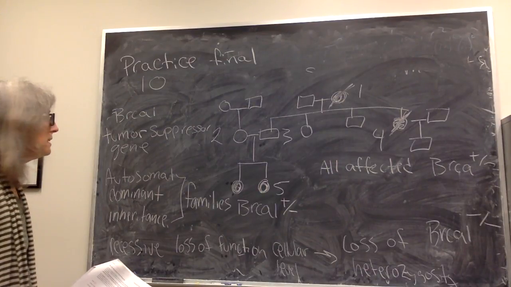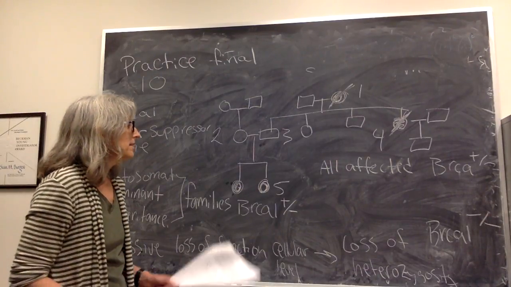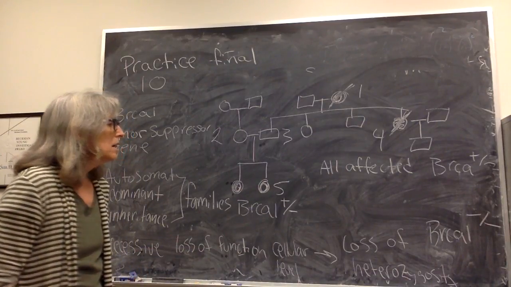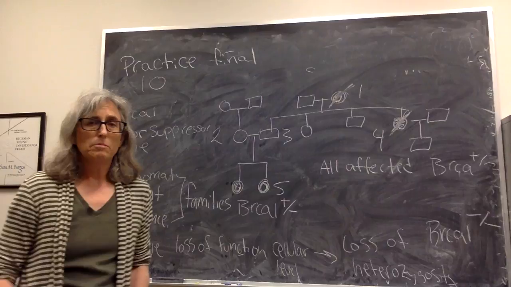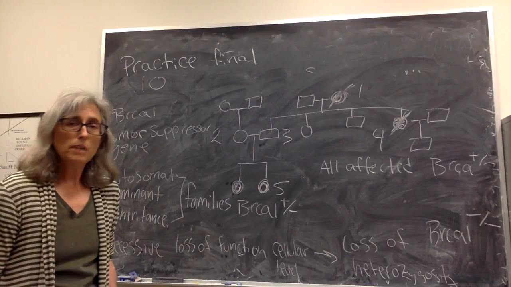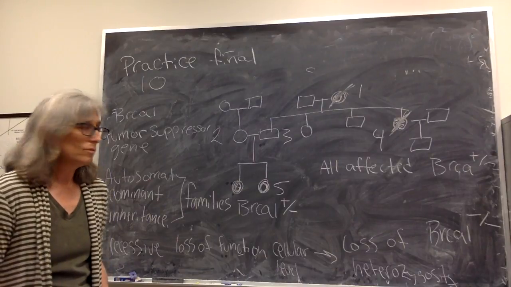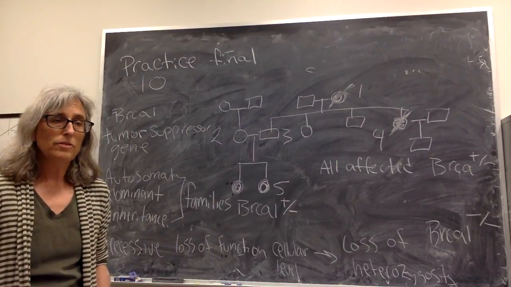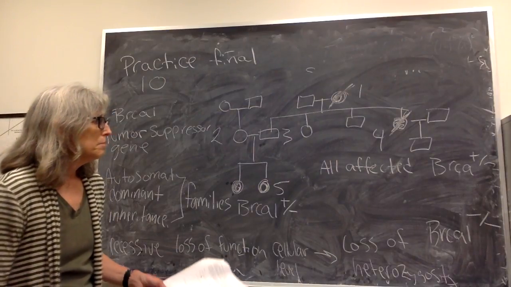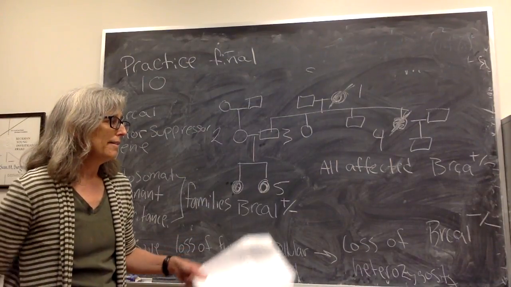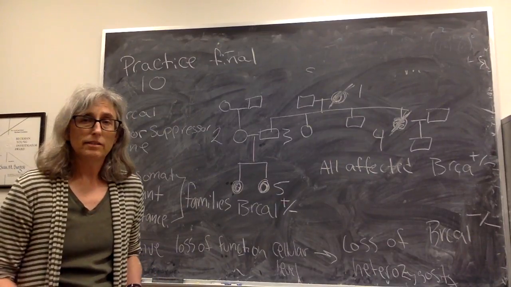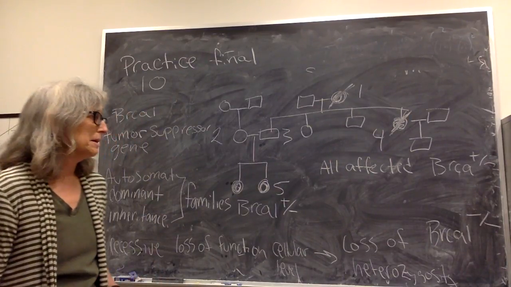So we can assume that all of the affected individuals, so every woman who got the breast cancer, was heterozygous for the BRCA1 mutation. The BRCA1 gene is required for life. If you didn't have a copy of BRCA1, you would die as an embryo. But since these people have lived and become adults, they obviously are heterozygous for BRCA1. Otherwise, they wouldn't have been able to live.